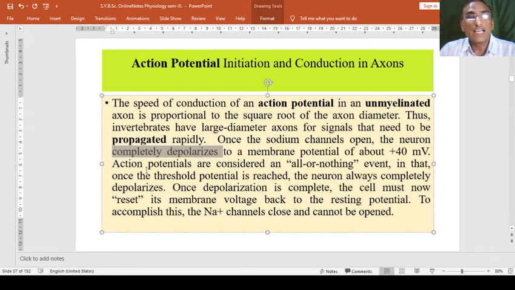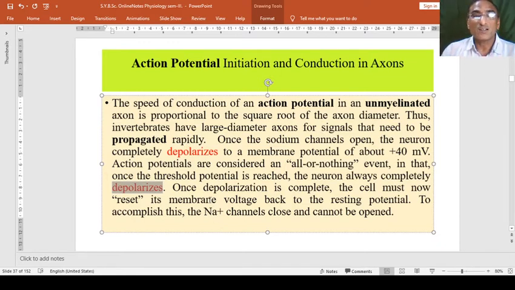Furthermore, action potentials are considered an all or nothing event. In that, once the threshold potential, means the beginning potential, is reached, the neuron always completely depolarizes. This is another way by which the depolarization takes place. Here we are highlighting the depolarization, means the movement of sodium ions inside the neuron or the membrane.